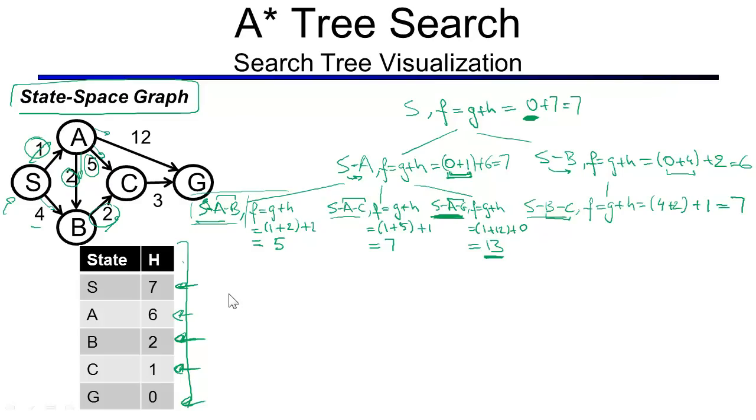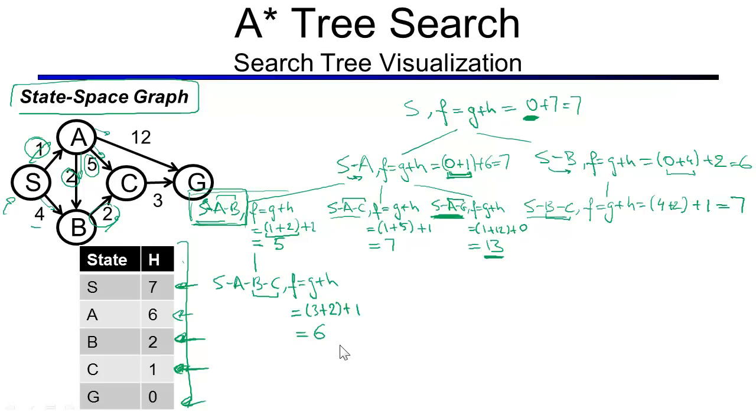So at this point, we are expanding, again, the one with the lowest F cost, which is SAB. Expanding that one, how many successors does B have? B has one successor, C, so we end up with SABC. The F cost for this node consists of G and H. For G, we look up the parent's G cost, 3. We add the cost for the transition B to C, which is 2. And for H, we look up the heuristic value for C, which is 1. And we end up with a total of 6.